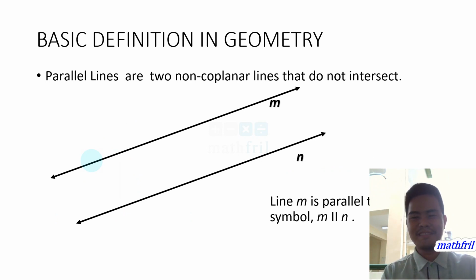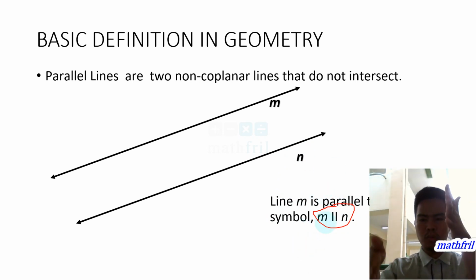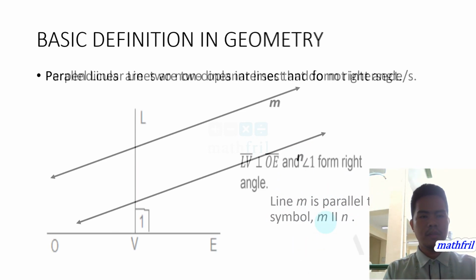Parallel lines. This is very common. Parallel lines are two non-coplanar lines that do not intersect. No matter how we extend the two lines, they cannot meet or intersect at any particular point. That's what we call parallel lines. So here, line M is parallel to line N. This is the symbol of parallel lines: M, with the two lines, N.